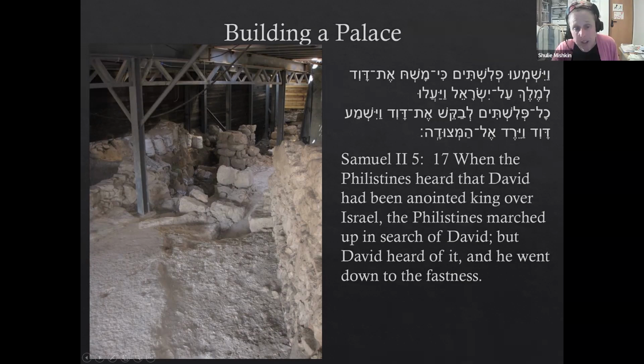So Eilat Mazar dug above the fortress and she found this structure. Is it really King David's palace? Like I said, we don't have 100% proof. Nobody wrote on the walls in graffiti, David was here, but it's an intriguing suggestion. And if it's true, like we said, so many of the stories of the book take place in and around the palace. So that's just a fascinating possibility.